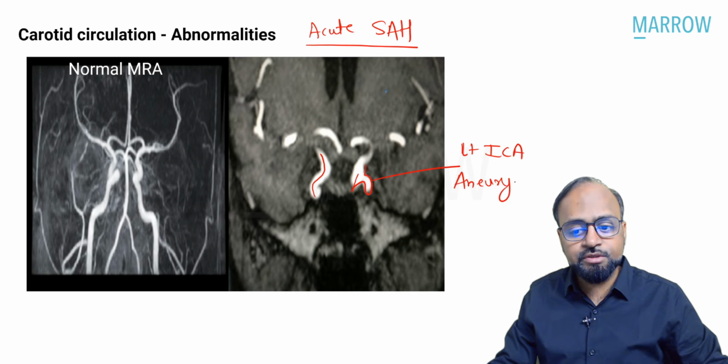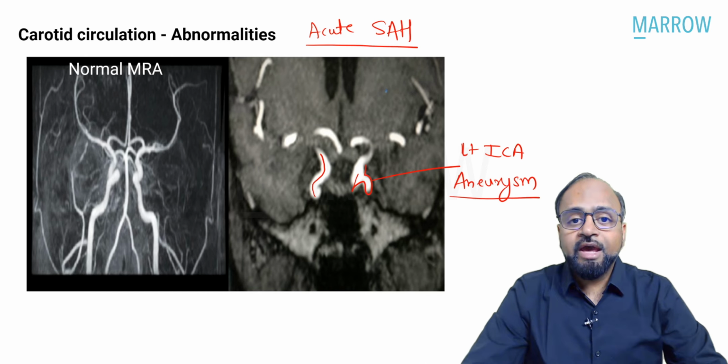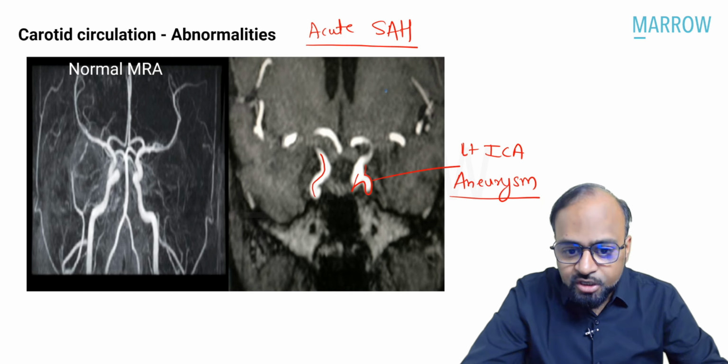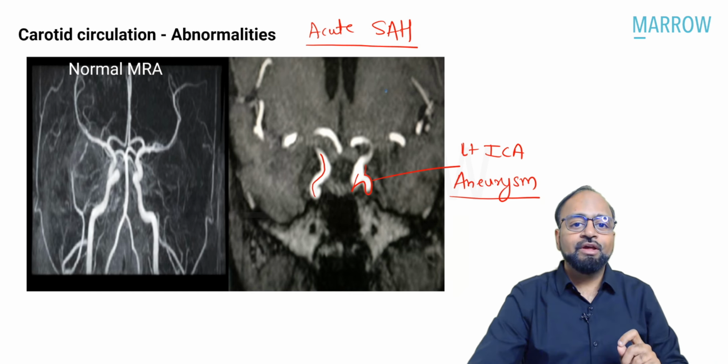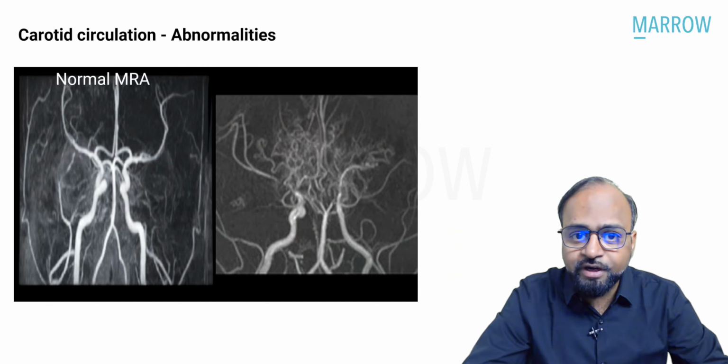Berry aneurysms are known to be one of the commonest causes of acute SAH. So a ruptured berry aneurysm is going to give rise to aneurysmal SAH. So this was a berry aneurysm which was seen on MR angiography. Now look at this very, very peculiar finding here.